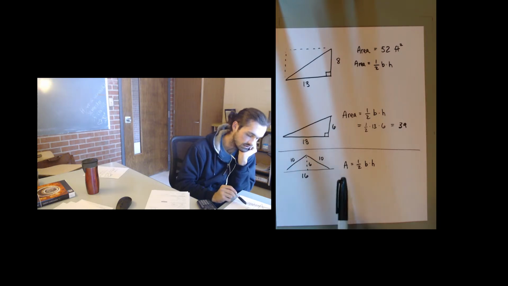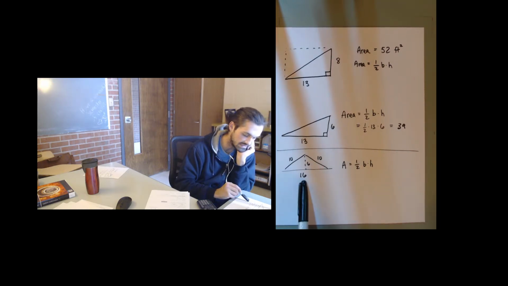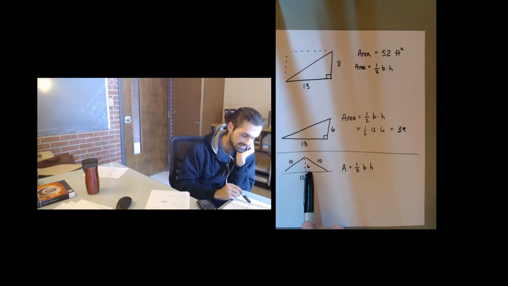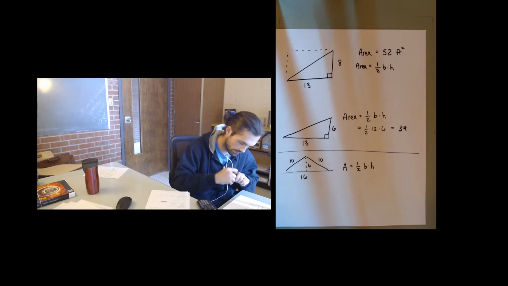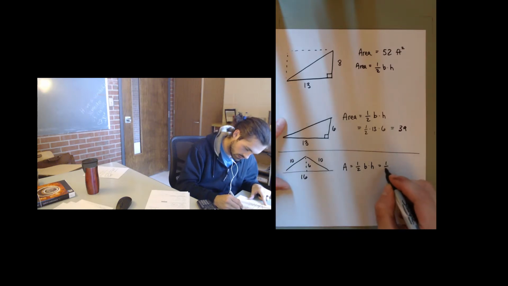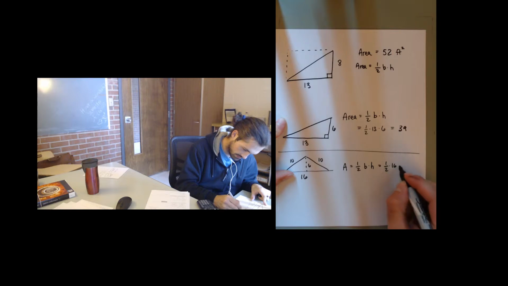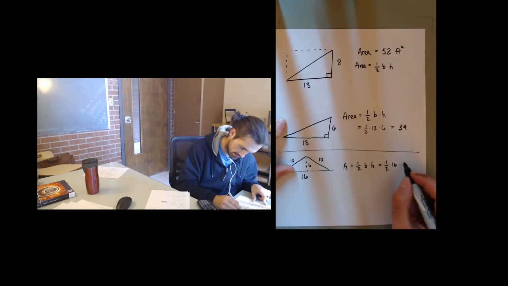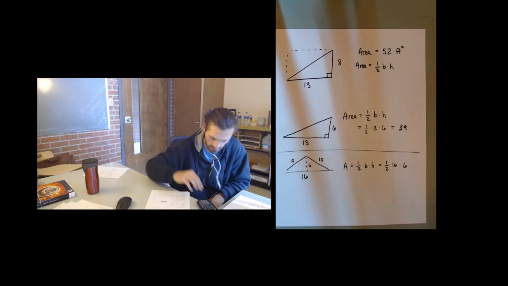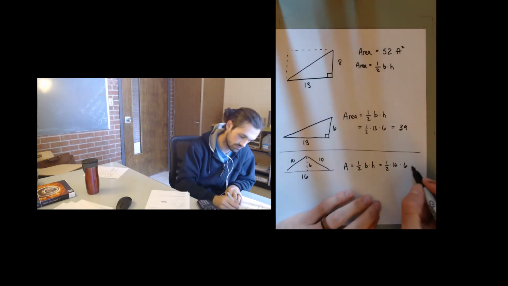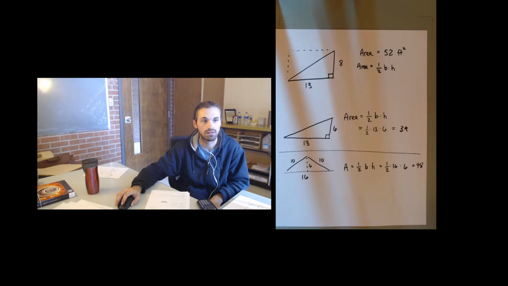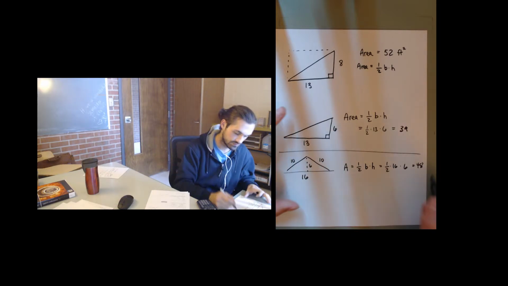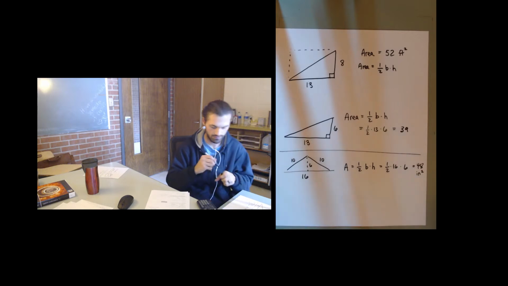So the base we can refer to as 16, the height we can refer to as 6. Okay. 1/2 base, well that's 16. My height, well that's 6. 8 by 6, 48. 48 what? Well, everything is given to us in inches, so this would be inches squared.